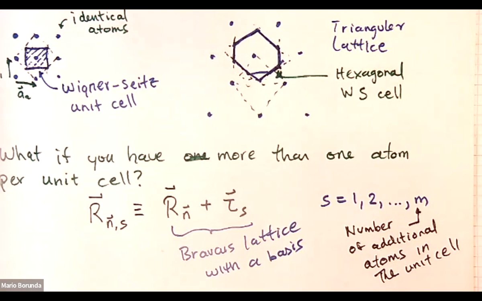Yeah, with alloys, exactly. Where you have more than one atom per unit cell, if you have three atoms in your unit cell, then you would have to describe the position of those atoms. You have the original one, and then you have two more vectors that tell you where those two additional guys are. Yep. Does that make sense?